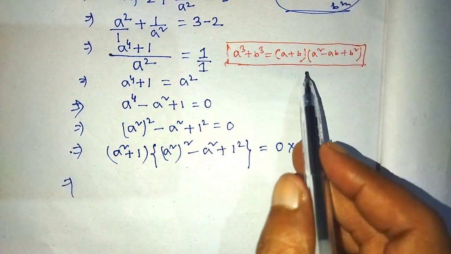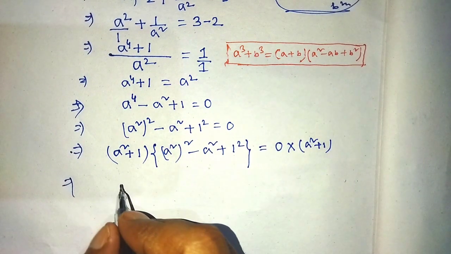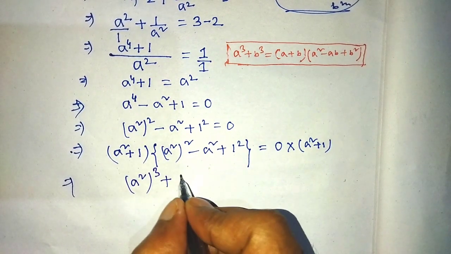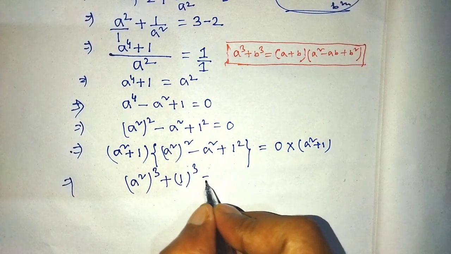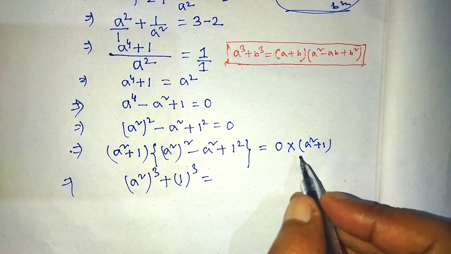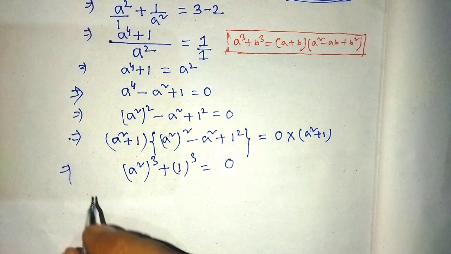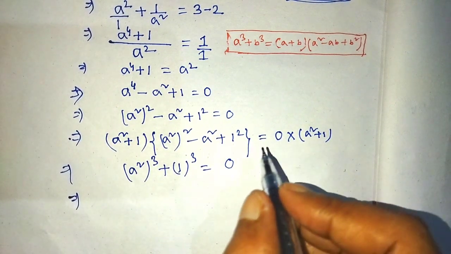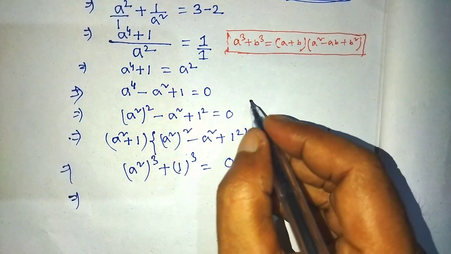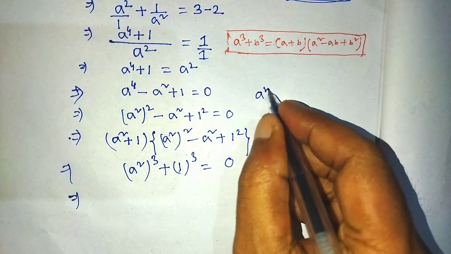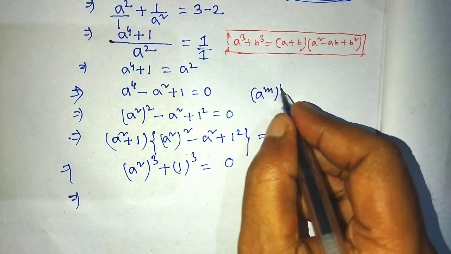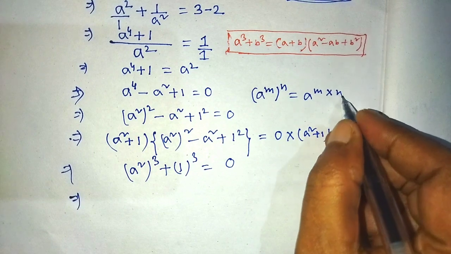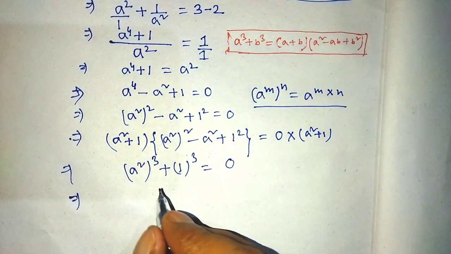So after applying this formula on the left hand side, we can write a square whole to the power 3 plus 1 to the power 3 is equal to, on the right hand side we have to write 0. So student, after that, to simplify the LHS of this equation, we have to apply the formula a to the power m whole to the power n is equal to a to the power m into n.